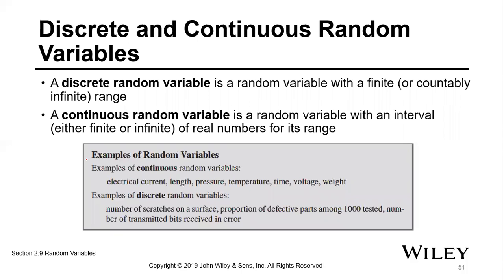So a discrete random variable is a random variable with a finite range, between specific outcomes, where you can only get a whole number, you can't get a partial number. A continuous random variable is a random variable with an interval of real numbers for its range, where you're going to have any random number to whatever degree. So continuous is electrical current, length, pressure, temperature, time, voltage, and weight. Discrete is number of scratches on the surface, proportion of defects among 1,000 tested, number of transmitted bits received in error. We have specific numbers that are kind of hardwired in. That's how many we get. Versus I can get finite amounts of pressure or temperature depending on how accurate my measurements are.